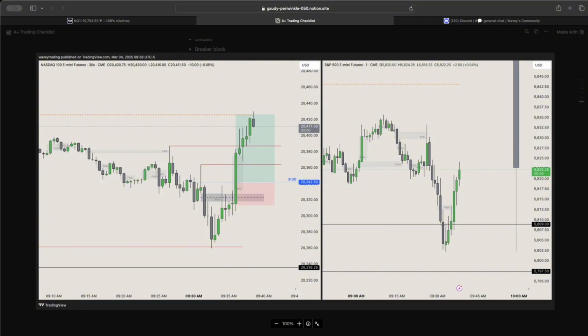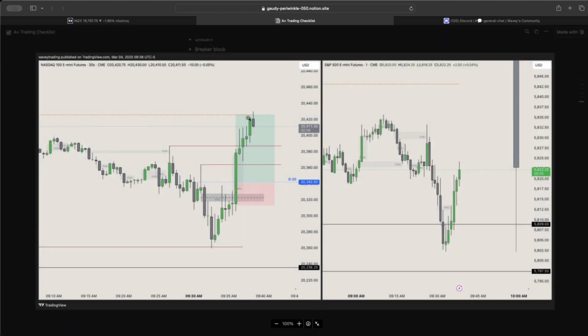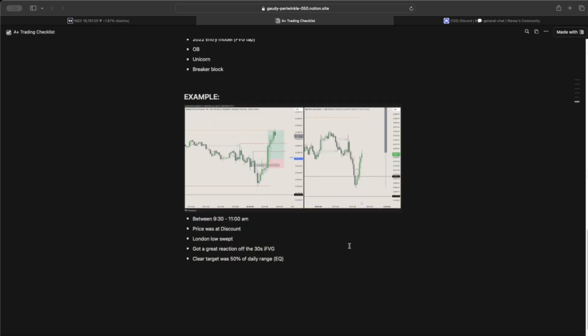I chased with half size, and then the clear target was the equilibrium, right? So we can use the equilibrium as a target as well. It's not a liquidity level, but it's an equilibrium, price just tends to go there to balance out the discount and premium. So equilibrium was a clear target. I trimmed some at these old internal highs, went break even, trimmed more at these highs, and then closed everything off at the equilibrium. So that's a great example that I have, right?